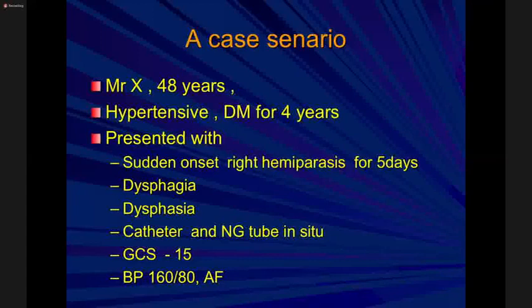He presented with sudden onset of right hemiparesis for 5 days. He had difficulty in swallowing, what we call dysphagia, and there was a nasogastric tube in situ. He had a speech disturbance, dysphasia. We need to know what dysphasia is. There was a catheter in situ, and his GCS was 15. He was conscious, rational. This is a man who was the breadwinner of the family, a proud father who was earning for the family. Every day he went to his office and returned home. He walked very smartly, and all of a sudden everything happened.